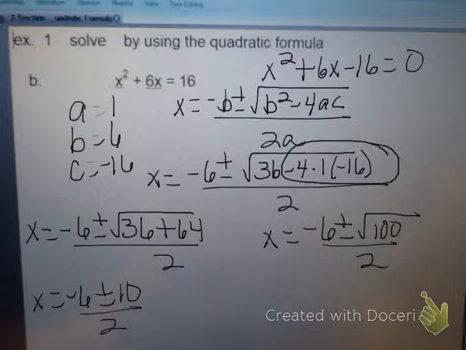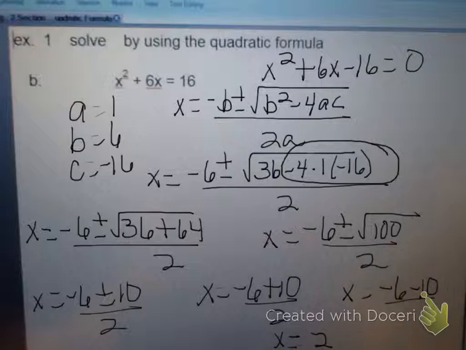So we have to separate this into two separate answers. x equals negative 6 plus 10 over 2, which is 4 over 2, and 4 over 2 is 2. And then x is equal to negative 6 minus 10 over 2, which is negative 16 over 2, which is negative 8. So there are your two answers: 2 and negative 8.